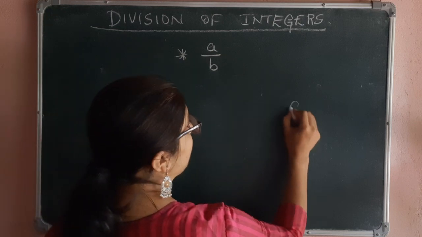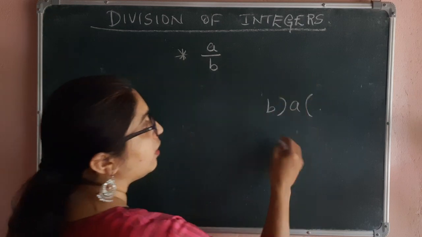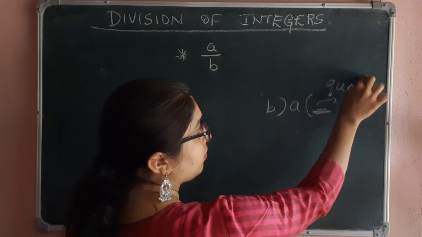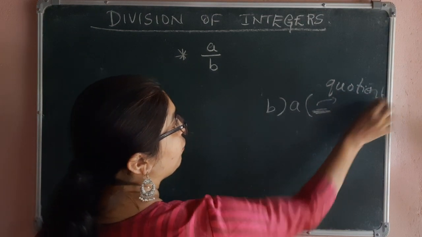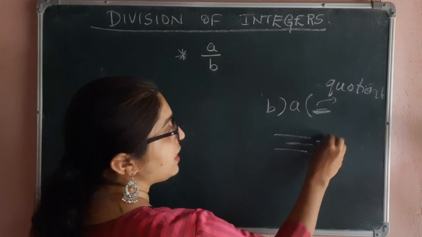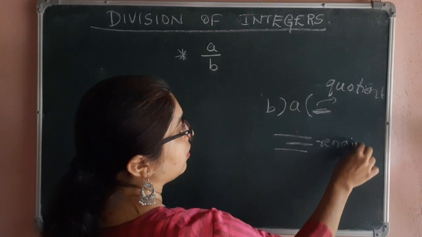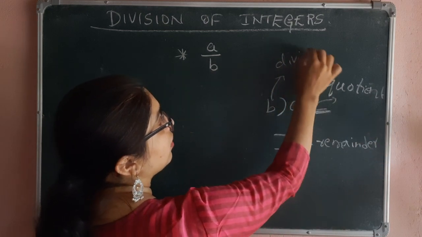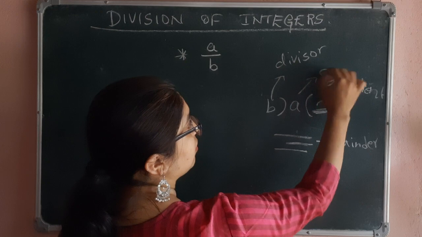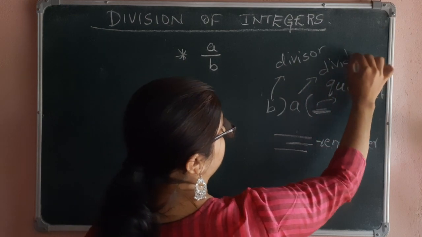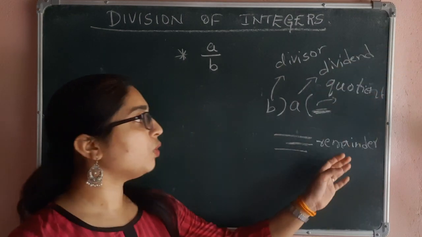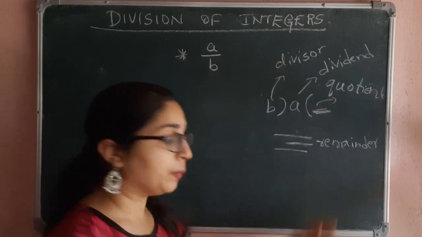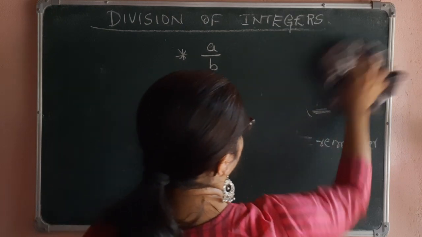So we can also write it like this, right? Here whatever you are going to get, that will be called the quotient, and if there is something left over here, that is the remainder. This is the divisor and this is the dividend, right? So you know about these terms: divisor, dividend, quotient and remainder. So here a divided by b.